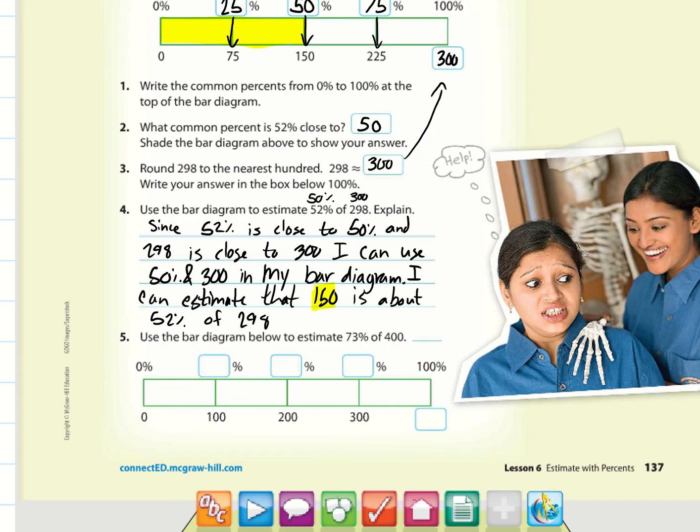So right here. Use the bar diagram to estimate 73% of 400. So like we did above, between 0 and 100 is going to be 50%, and then we have 25%, 75%. And we have 0, 100, 200, 300, and the last is going to be 400. So 73% is going to be close to 75%. So if I shade all the way up to 75%, I'm going to be at 300.